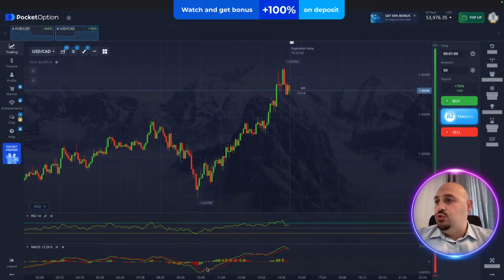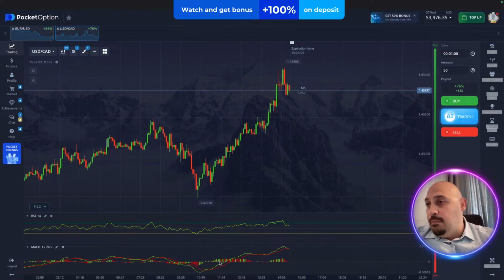And let's move on to the MACD. So the MACD, also known as the Moving Average Convergence Divergence. Now the MACD, as soon as you apply it, you're going to be able to see two moving averages, one slow, one fast. The fast one is the green one and the slow one is the red one. Now the reason why it's fast is because it moves faster than the red one.